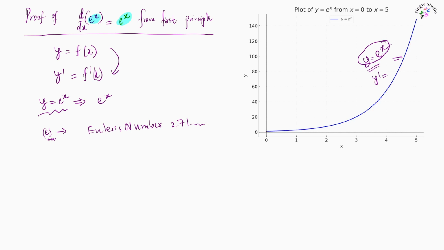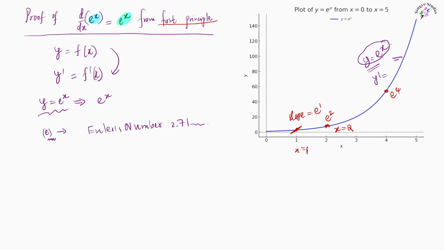That's why I have selected this topic today. Now, see, at this point, if we take the slope of this line where x equals 1, then our slope will be e raised to 1. And if we take here x equals 2, then our slope will be e raised to 2. And if we take here x equals 4, then our slope will be e raised to 4, like that. Okay? Let us now start proving this from the first principle.